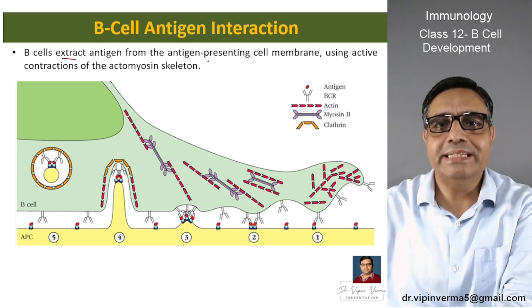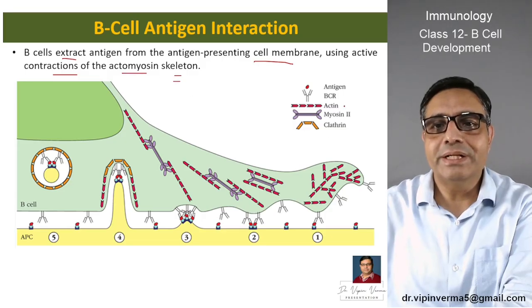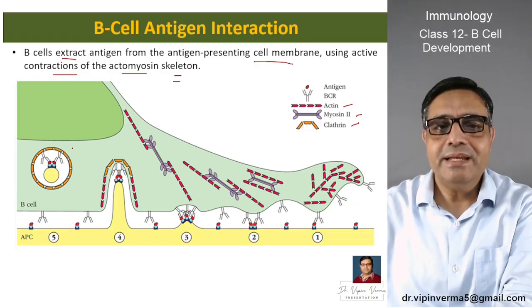Now, if we see the B cell antigen interaction, B cells extract antigen from the antigen presenting cell membrane using active contractions of the actomyosin skeleton. So you can see here, this is the actin, this is the myosin, and this is the clathrin. In the figure you can easily see that actin and myosin form the actomyosin skeleton, and here this is the BCR, this is the B cell, and this is the APC. The yellow one is the APC and the green one is the B cell here.